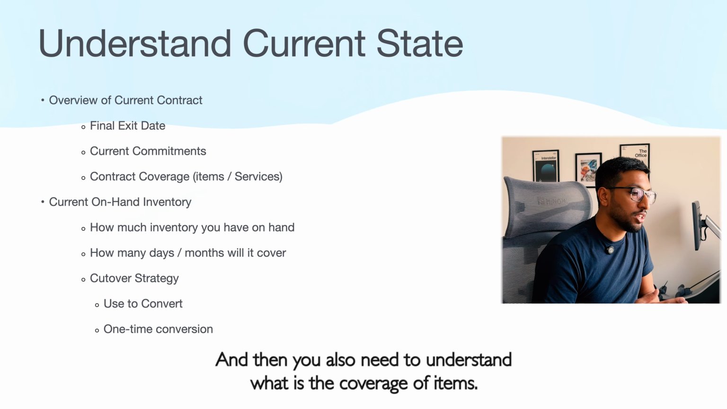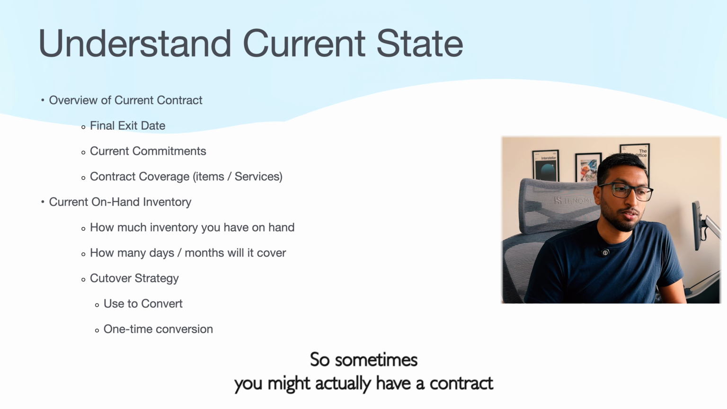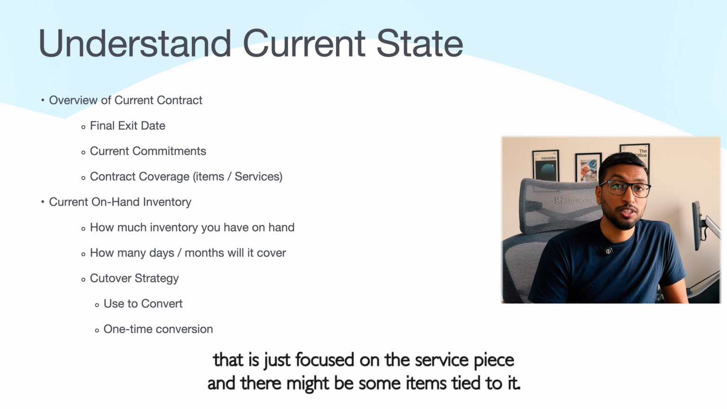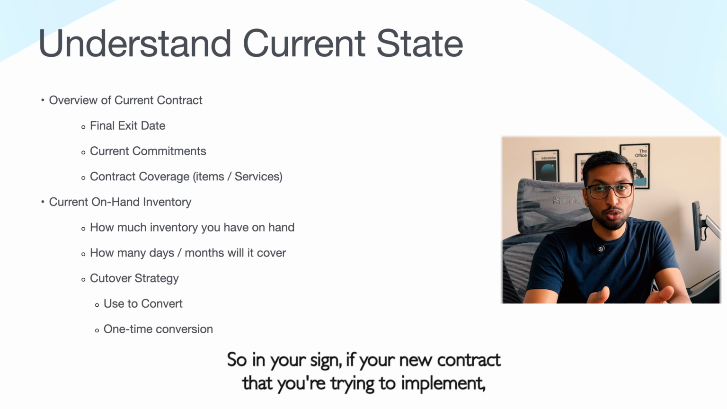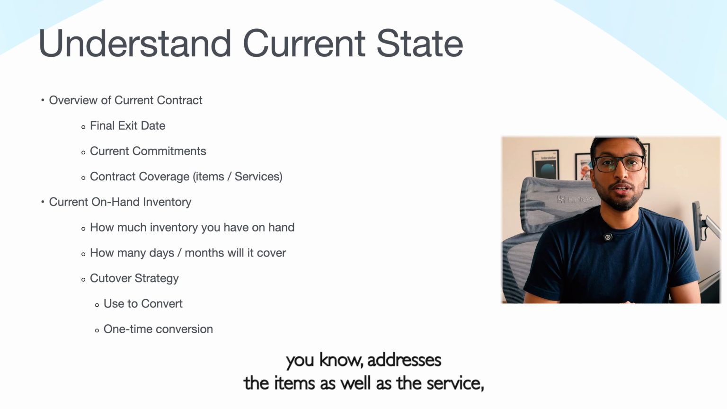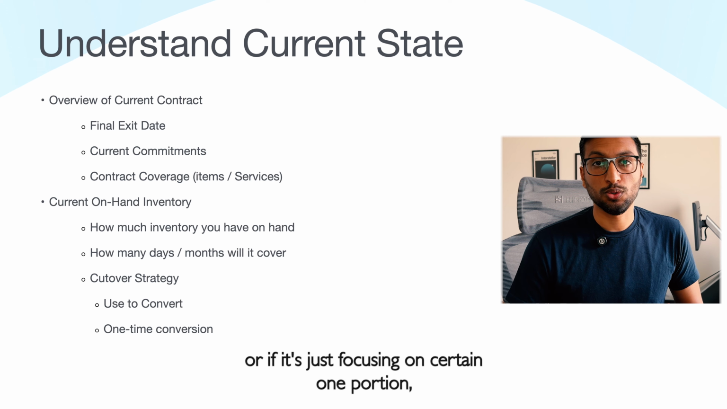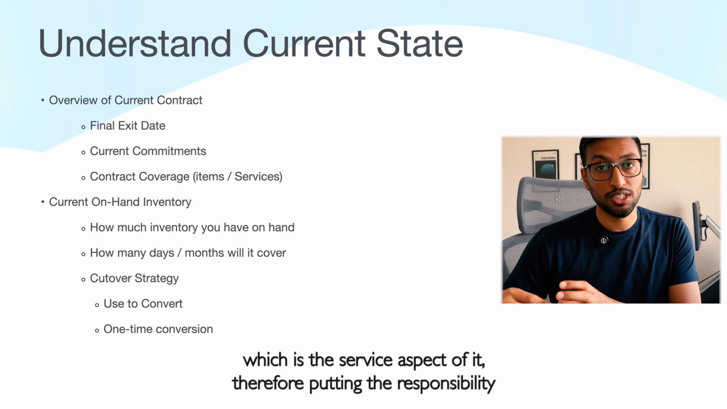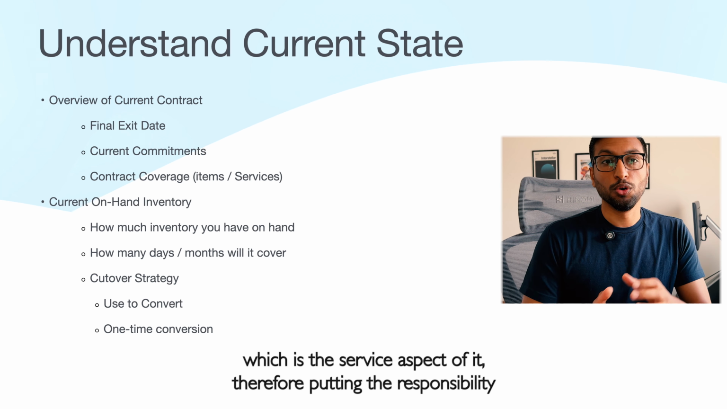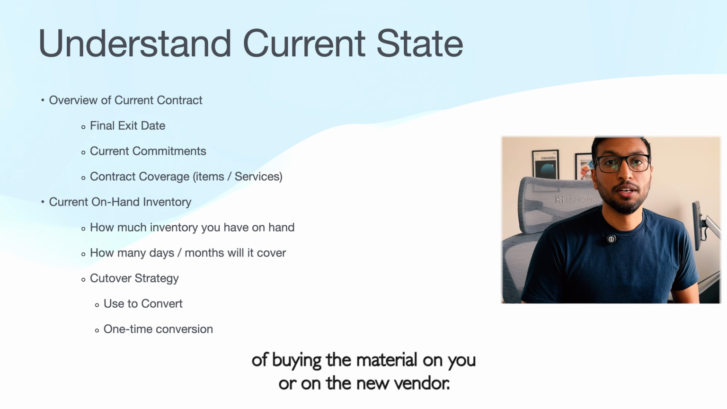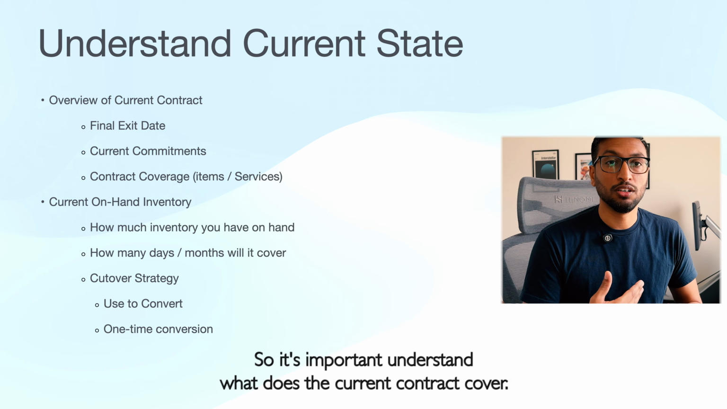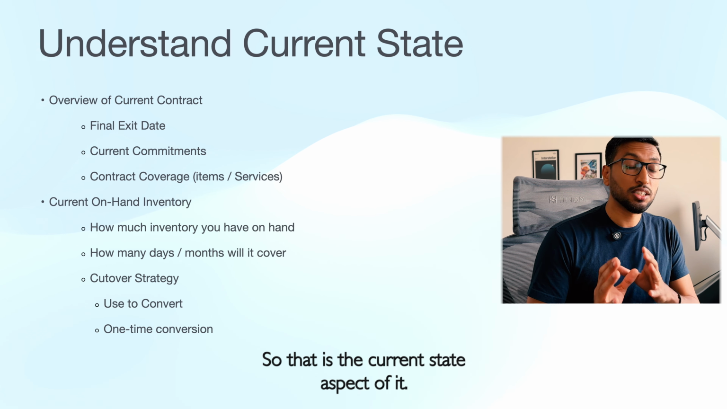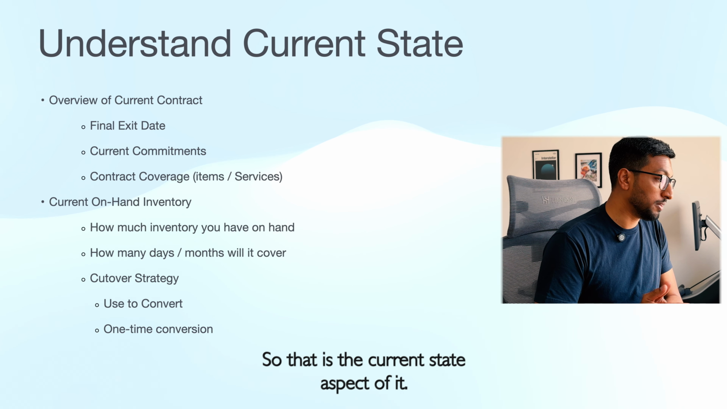And then you also need to understand the coverage of items. Sometimes you might have a contract that is just focused on the service piece, and there might be some items tied to it. So you need to understand if the new contract you're trying to implement addresses the items as well as the service, or if it's focusing on just one portion, the service aspect, therefore putting the responsibility of buying the material on you or on the new vendor. So it's important to understand what the current contract covers. That is the current state aspect of it.